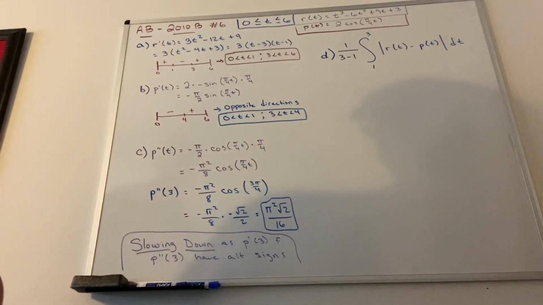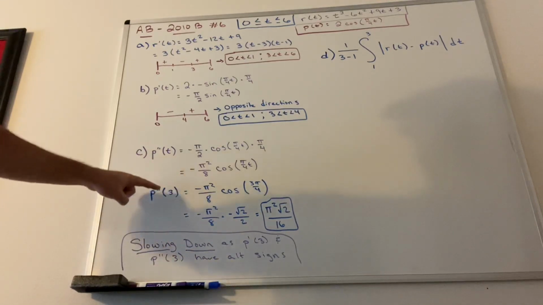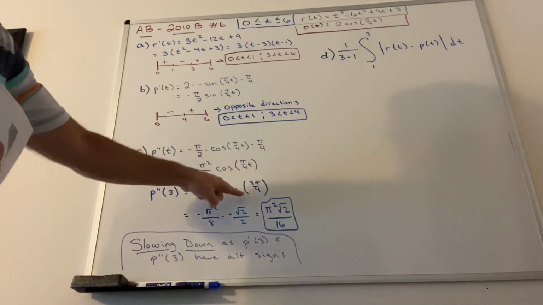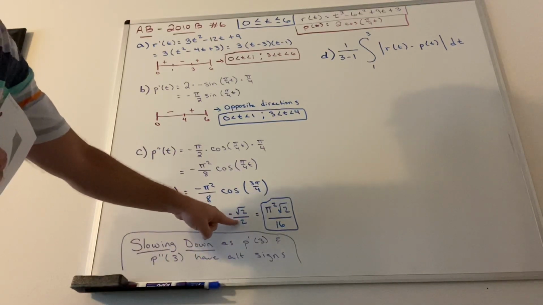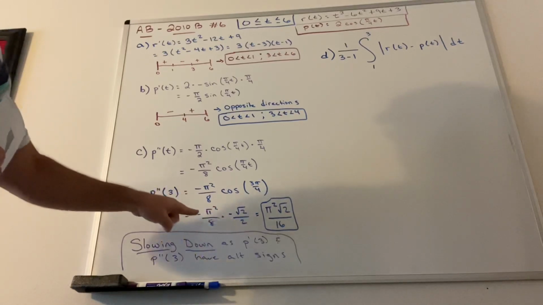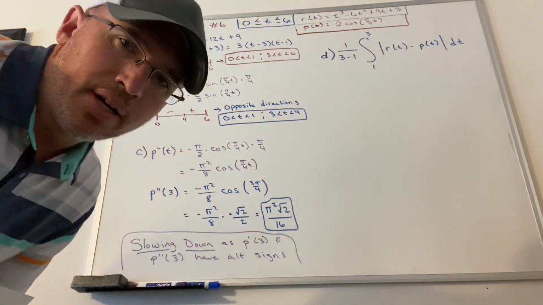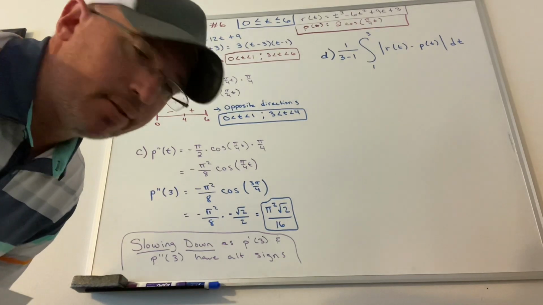Don't be afraid of it. It's not a big deal. Okay, so that puts me to here. Now you're going to plug a 3 in where you see t. So I'm now at the cosine of 3 pi over 4. You know that's negative root 2 over 2. Okay, and then put those together, gives you pi squared root 2 over 16. It's kind of an ugly answer, but it's right and it's fine. Don't freak out about it.